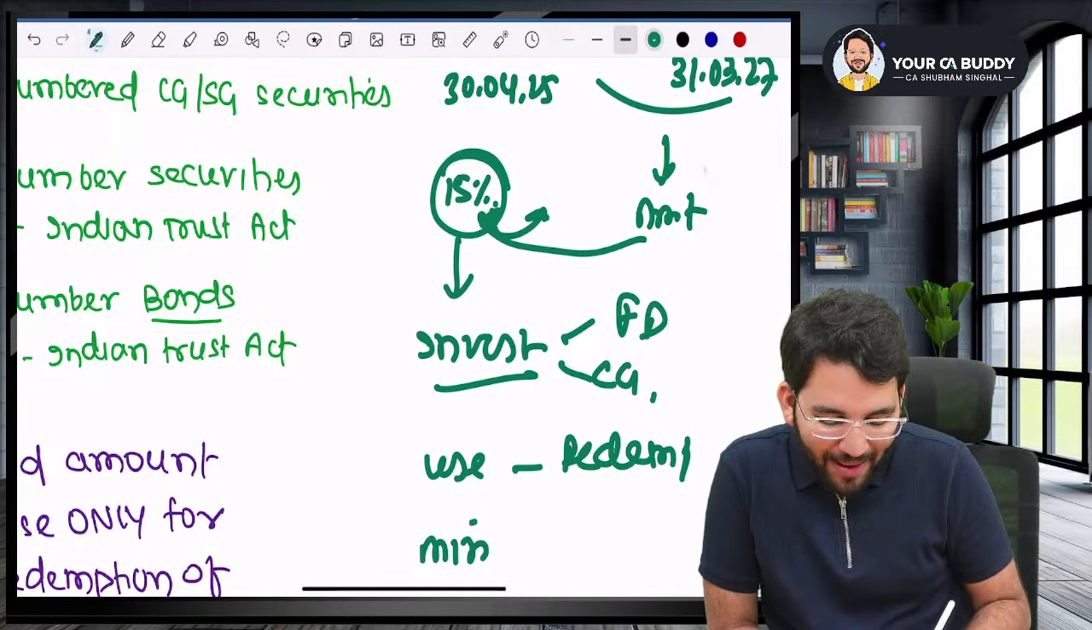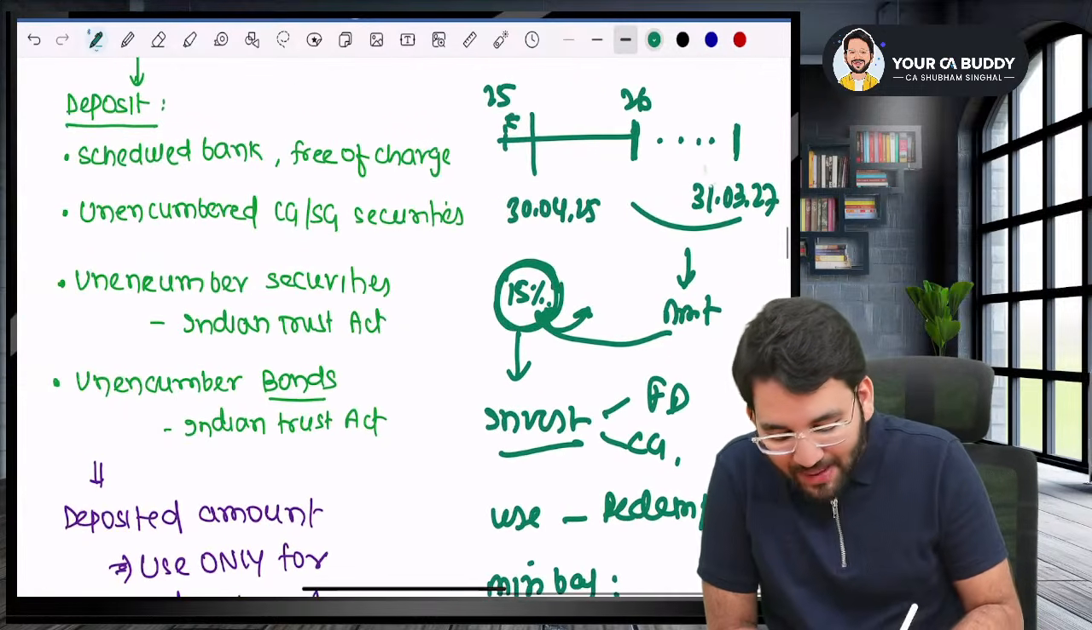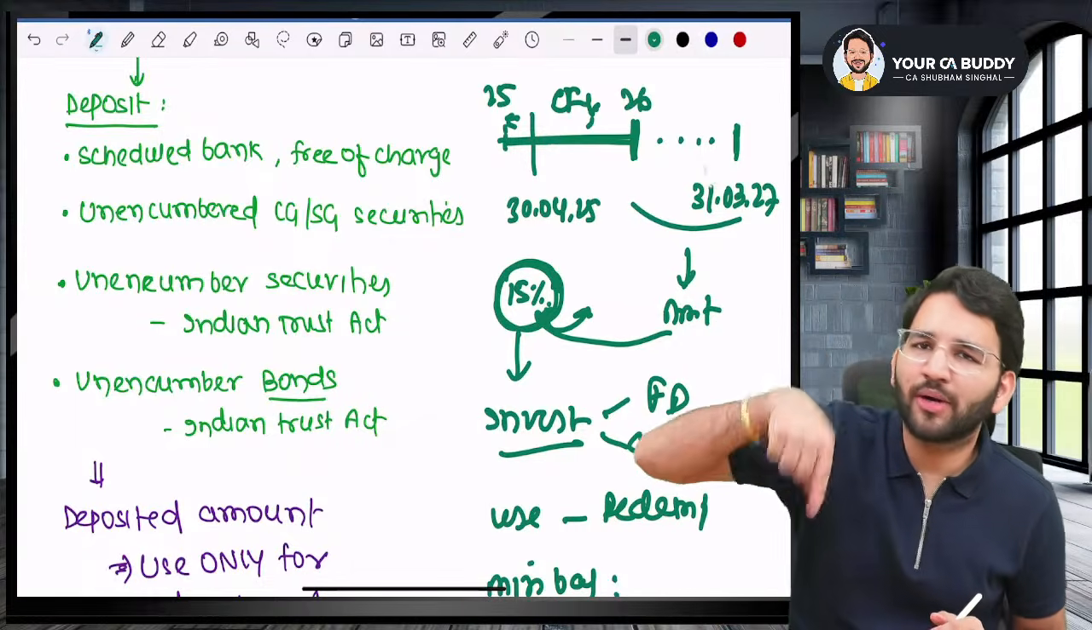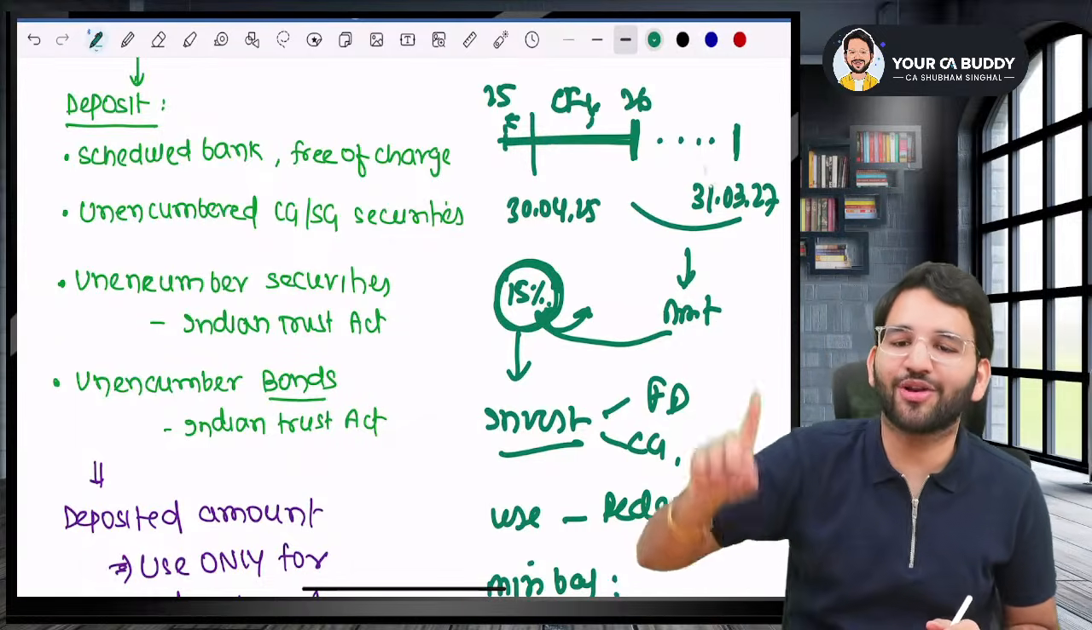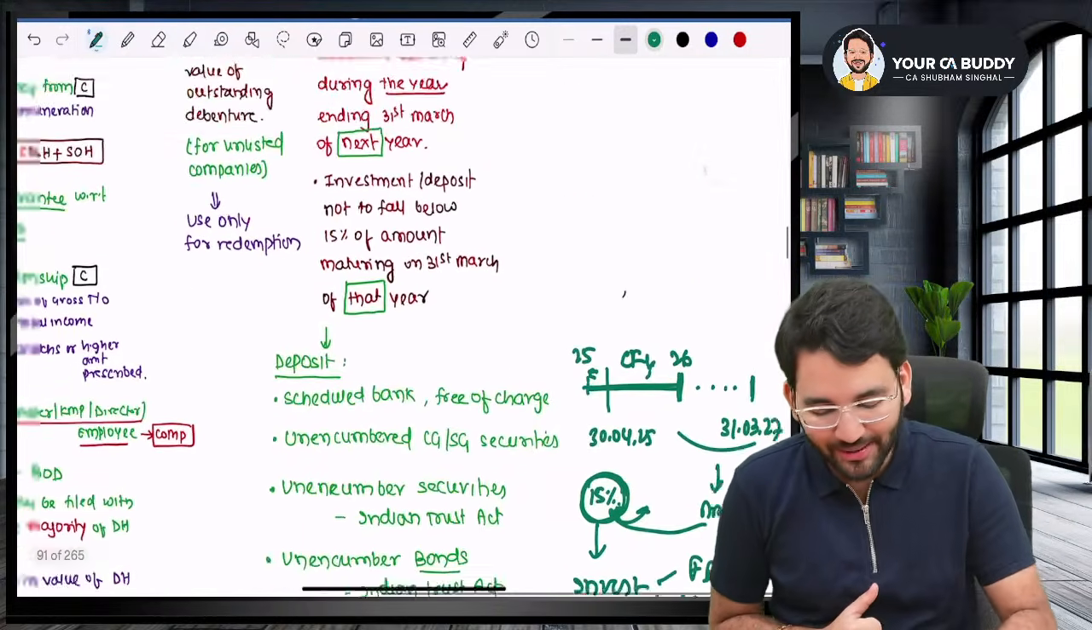Now, what will be the minimum balance after that, sir? The minimum balance will be 15% of the amount maturing in the current financial year. Whatever amount is maturing in the current financial year, 15% of that you will keep as a minimum balance.